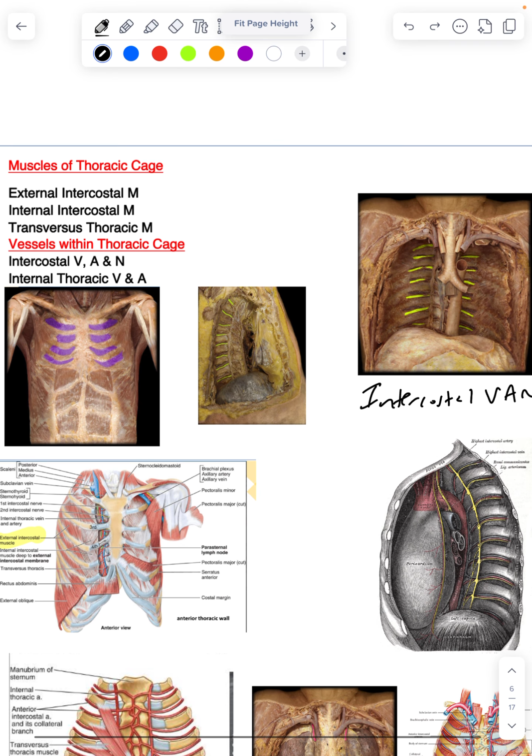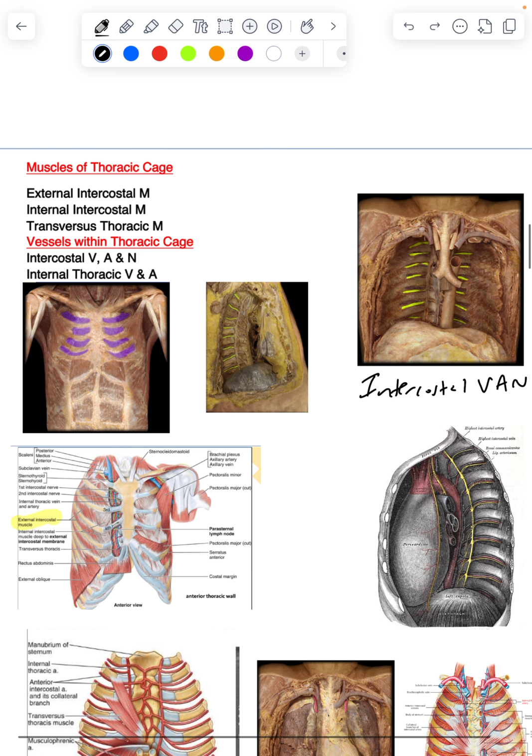With the vessels, intercostal: anytime you see the prefix inter, that means between, and costal has to do with ribs. So this is going between your ribs. If this is your rib and this is your rib, it's going between, so it's going to be horizontal. Whereas internal thoracic is going to be more vertical. So this is horizontal, the other one's vertical.